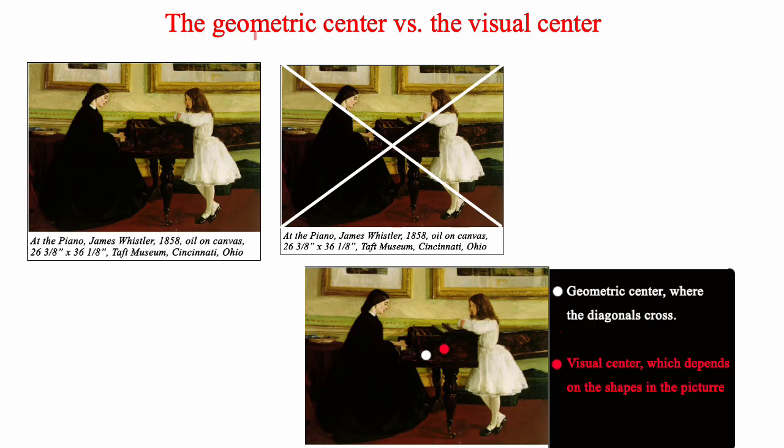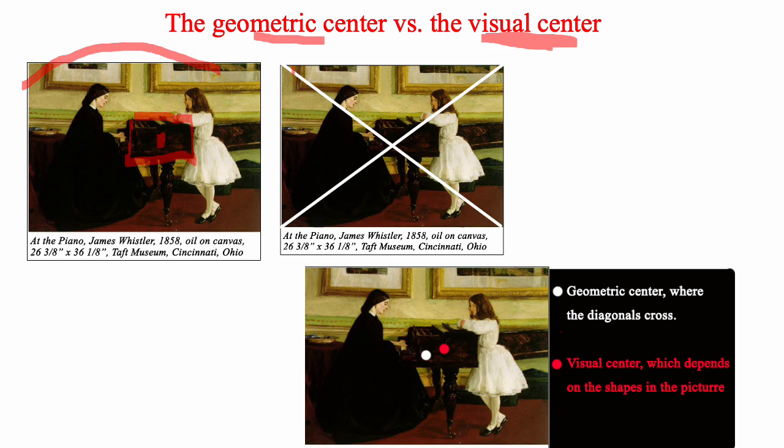So far, we've been talking about the geometric center, but the visual center is actually more important. And the visual center is where the eye thinks the center of the picture is. So if we look at this picture, the visual center is probably in the middle of this piano, somewhere around here, in the middle of this square.